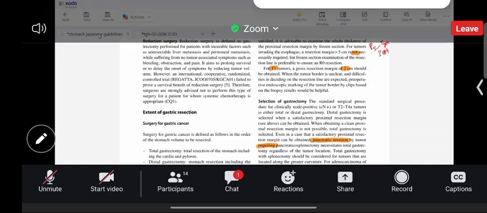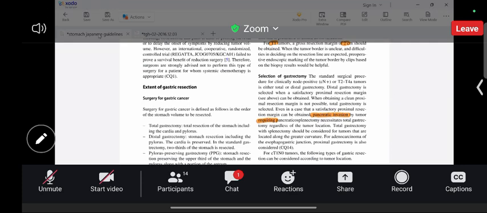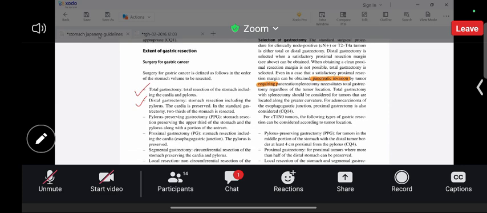This is for study purposes only. Then extent of gastric resection. First is total gastrectomy: total resection of the stomach, including the cardia and pylorus. Then distal gastrectomy: stomach resection including the pylorus, while the cardia is preserved here. In standard gastrectomy, 2/3 of the stomach should be resected. Then pylorus-preserving gastrectomy: stomach resection preserving the upper third of the stomach and the pylorus along with a portion of the antrum. So this will be known as pylorus-preserving. Proximal gastrectomy: stomach resection including the cardia and GE junction, with the pylorus preserved.